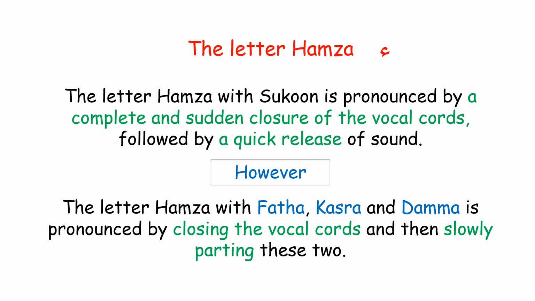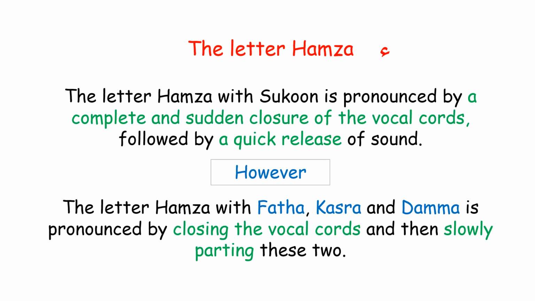So, to sum up, the letter Hamza with sukun is produced by complete and sudden closure of the vocal cords followed by a quick release of sound. However, الهمزة المتحركة, i.e. Hamza with فتحة, كسرة, or ضمة, is produced by, I would say, a gentle closure of the vocal cords followed by a slow parting of these two. That's it for the letter Hamza.